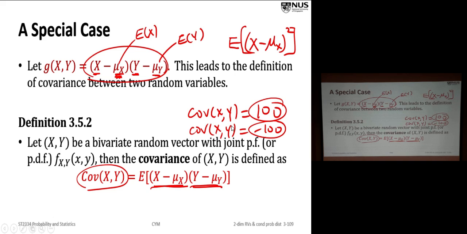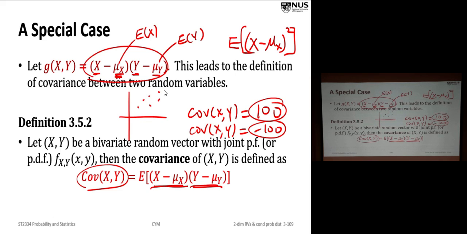So you can think of it this way. If you see a positive covariance, it means that when x increases, y also increases. All right? They go in the same direction. But if you see a negative covariance, then that means if x increases, or one variable increases, the other variable decreases. You can think of it like this. This is just to give you some idea.